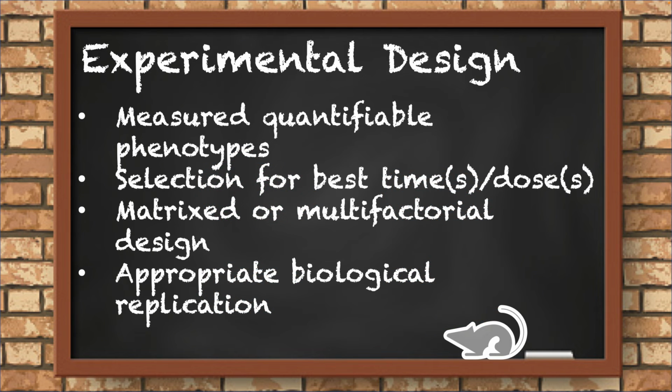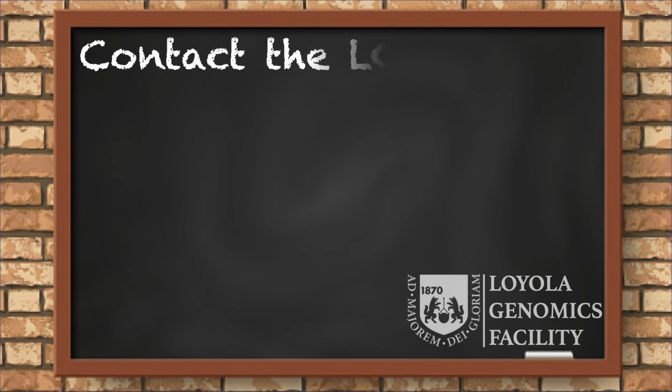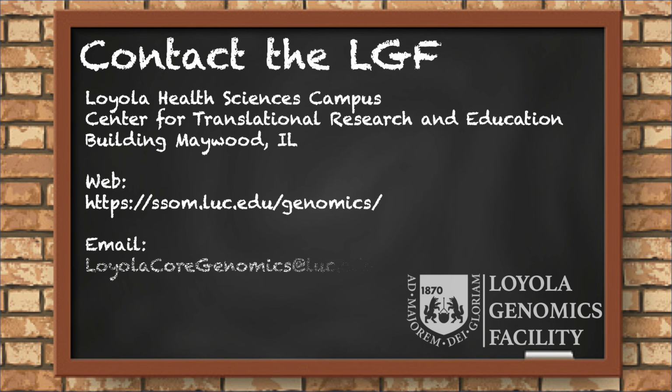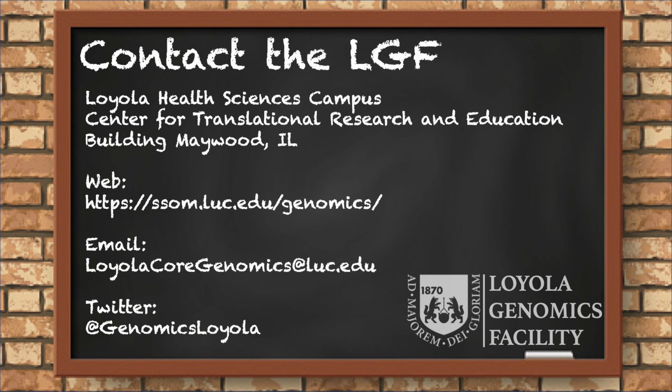Now, while every experiment is unique and will bring with it its own experimental design challenges, thinking through these design elements for next-generation sequencing will help you get the most value for your research. And the best time to consider the most appropriate way to analyze your next-generation experiment is before you start the experiment. The Loyola Genomics Facility is available for consultation on experimental design so you can get the most out of your next-generation experiments.